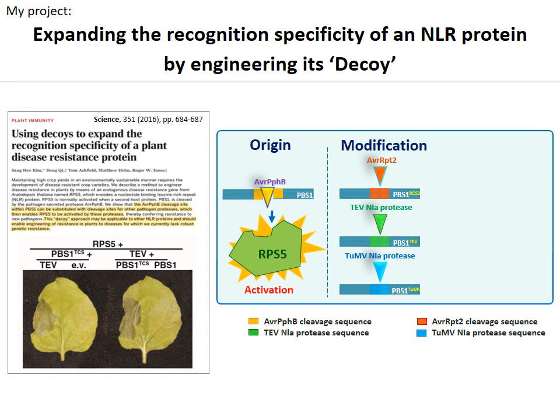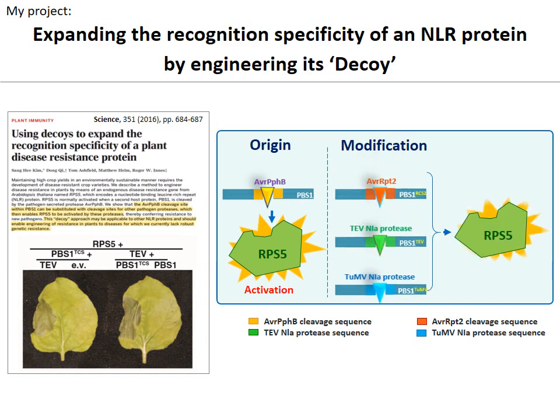Interestingly, in 2016, people published a Science paper proving that they could replace the specific cleavage site of AvrPphB in PBS1 with other effector-specific cleavage sites to expand the recognition specificity of RPS5. We can see in the model here, originally, RPS5 can recognize only AvrPphB. However, after modifying, RPS5 can successfully recognize three more avirulence factors: AvrRpt2, TEV NIa protease, and TuMV NIa protease. This discovery can be applied to crop plants to help address crop disease problems.